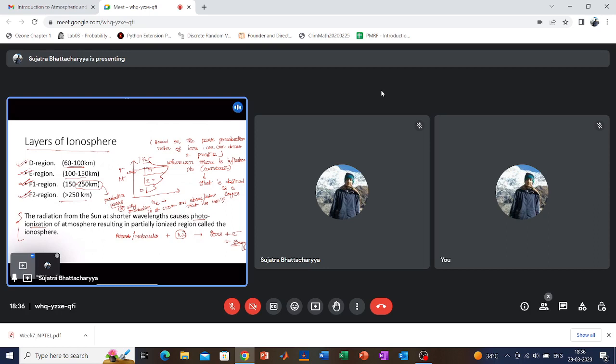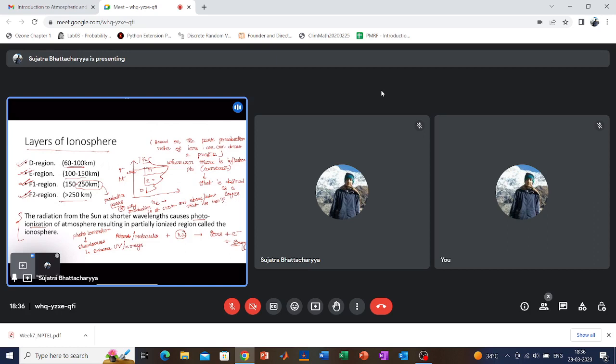And what particular photoionizations generally take place? Generally, the photoionization process consists of what wavelengths? Of course, the short waves. I have written here the shorter waves. So what are those short waves? Generally the extreme UV radiation, very short UV radiation, or X-rays.